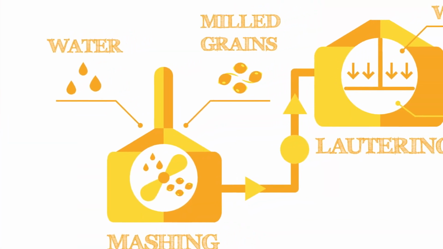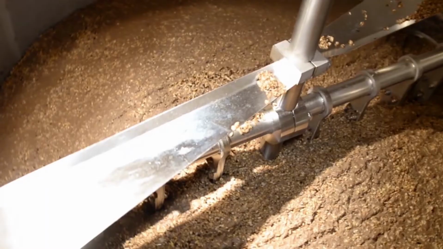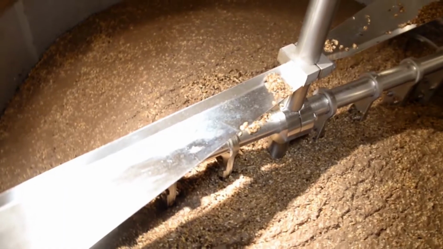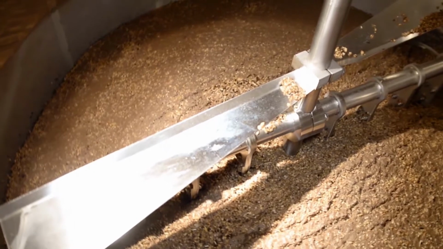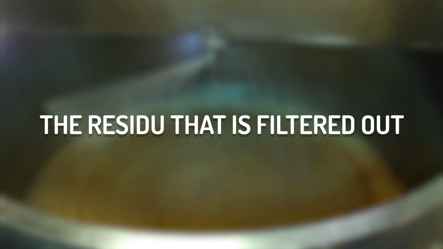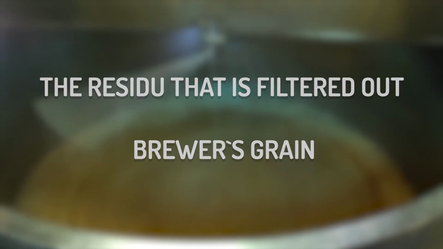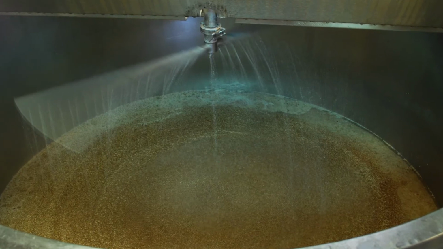The blend that results from mashing is a combination of a rich, sugary liquid and the residual grain. The hard grain particles are not needed any longer and must therefore be separated from the fluid. This is done by filtering or lautering. The residue that is filtered out is called brewer's grain, and it is an excellent fodder for livestock. The filtered, sugary fluid is called wort.